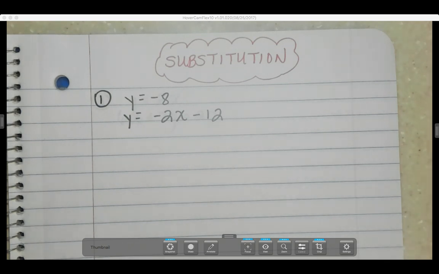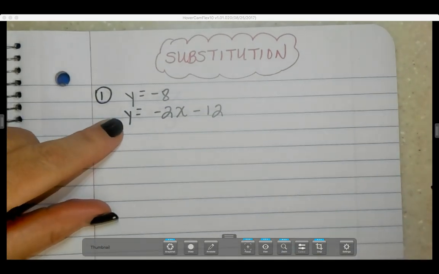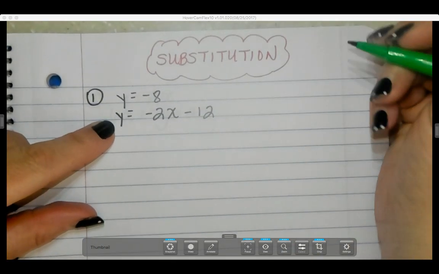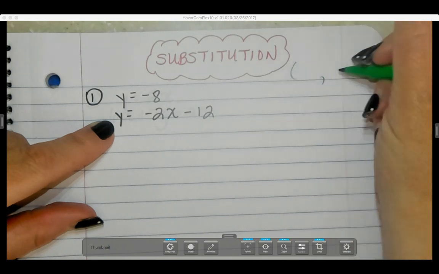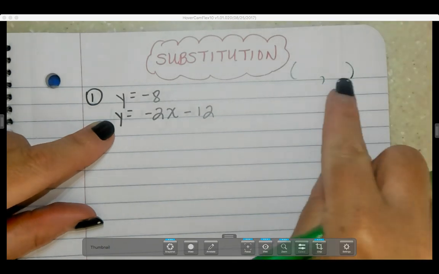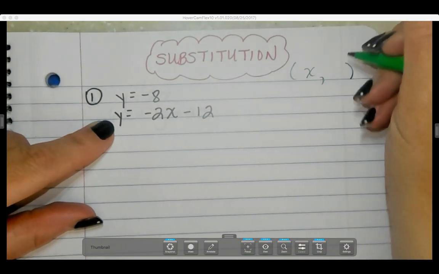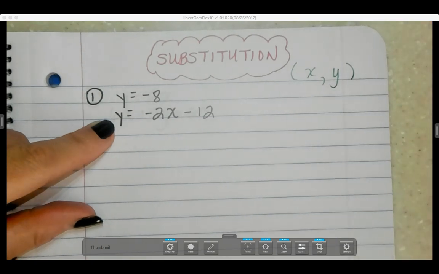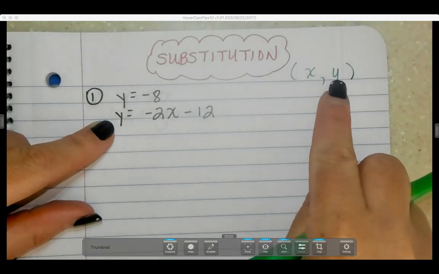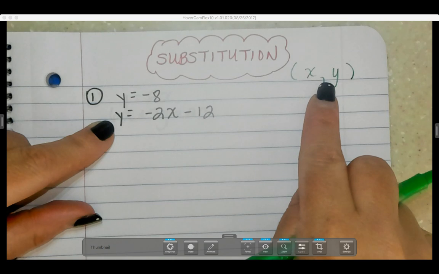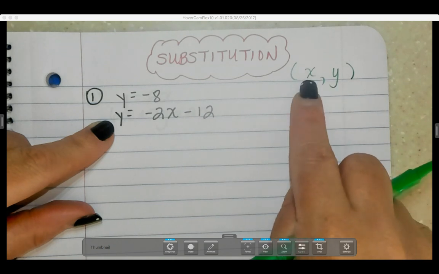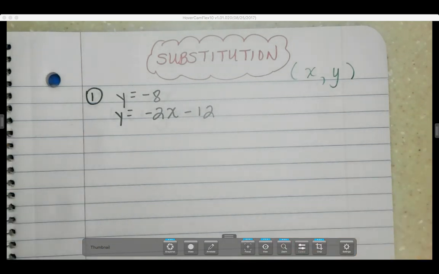So let's get started. One thing to remember when we're working with a system of linear equations is that you're always looking for your answer to be an ordered pair, right? So we want our answers to end up in parentheses with our x value there and our y value there. As I was grading some of your papers, I saw some of you had those flip-flopped. So try to remember that it's alphabetical order and the x number comes before the y number.